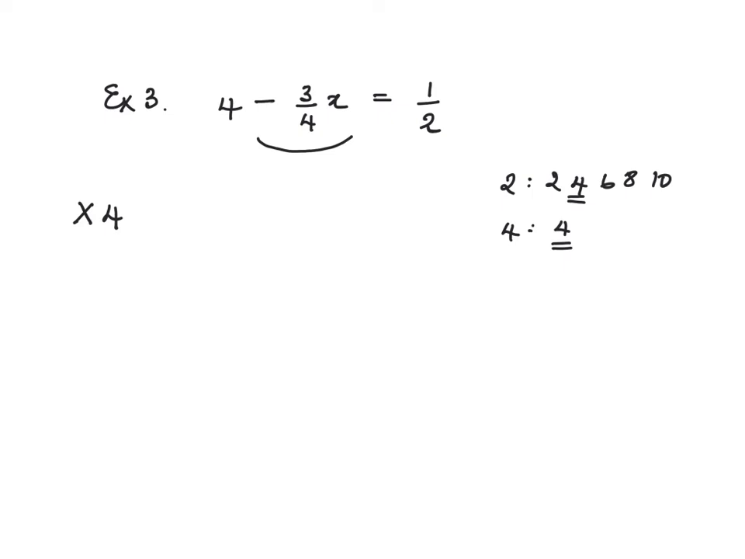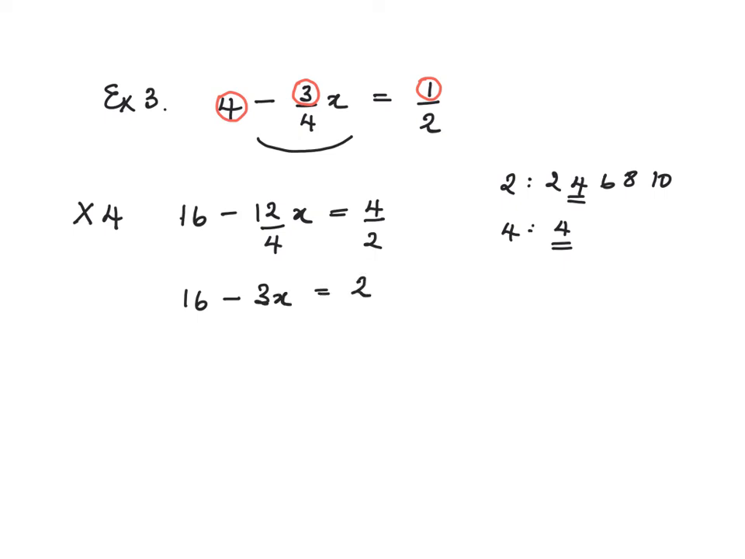Next question then, what are we going to multiply by 4? This, and this, and this. 4 times 4 is 16, 4 times 3 is 12, over 4x. 4 times 1 is 4 over 2. 16, 12 over 4 is 3x, and 4 over 2 is 2.